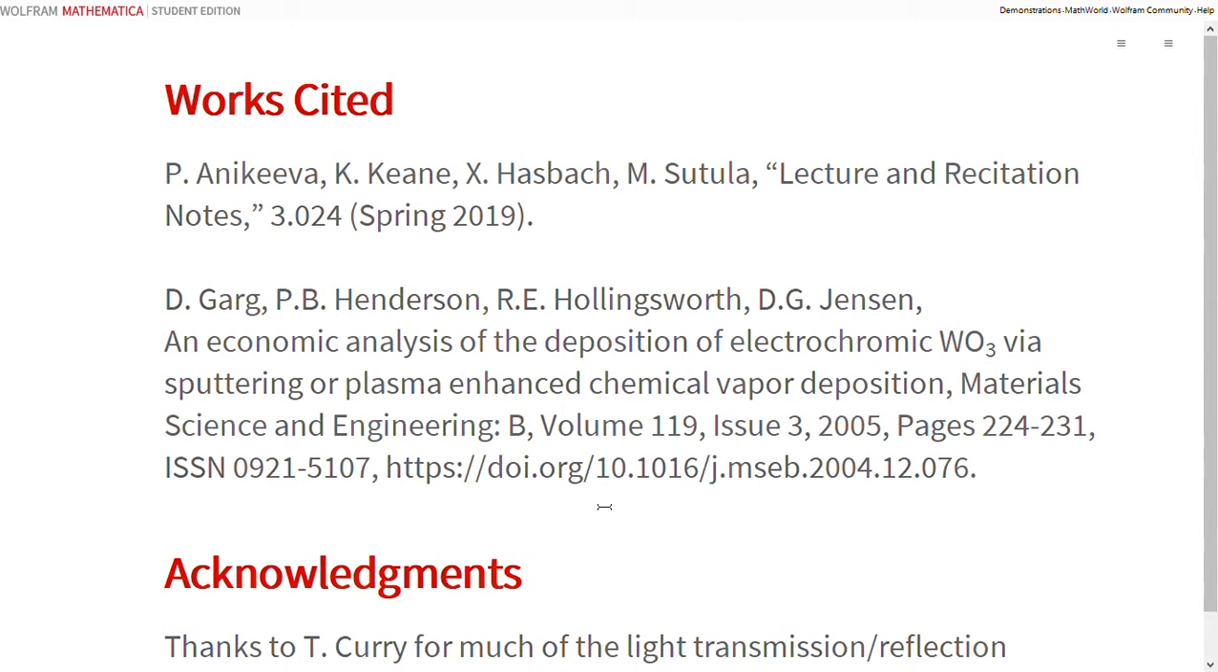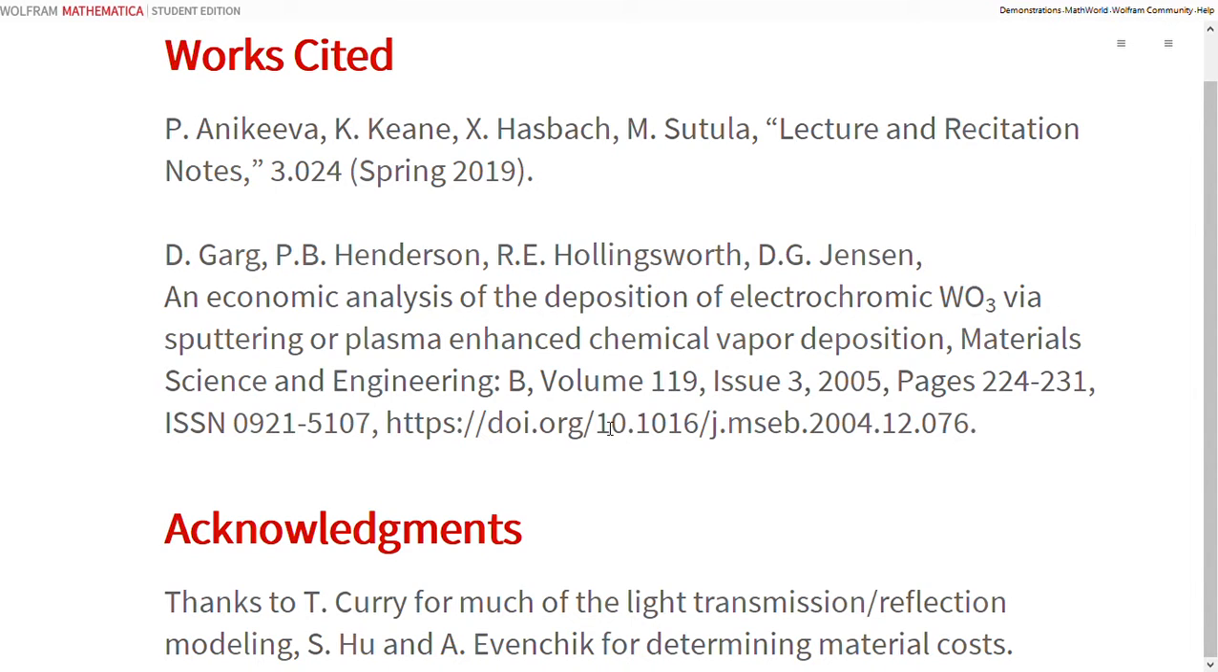And finally, these works were very helpful to the production of this model, including the economic analysis of the deposition of electrochromic tungsten dioxide. And I would like to acknowledge some of my team members from my 3024 group for their help in producing some other parts of the code and also for determining a lot of the material costs that went behind things. Thank you.